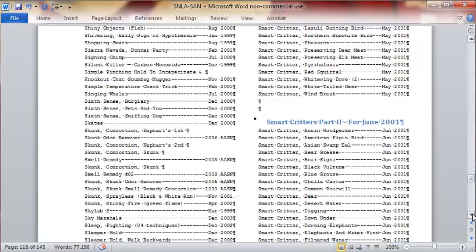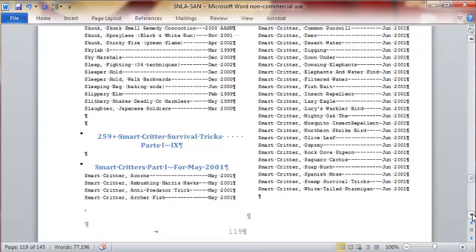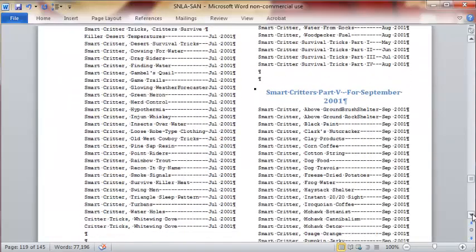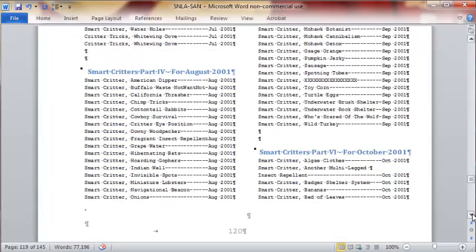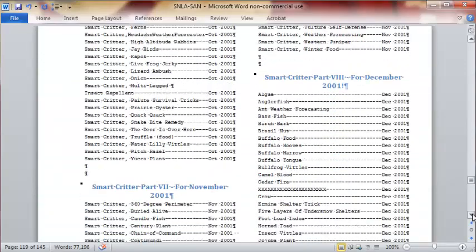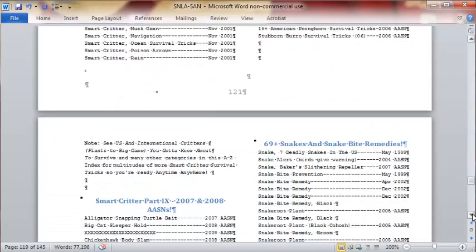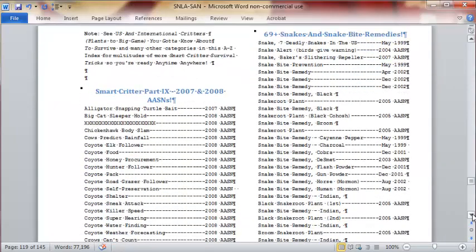Here comes the Smart Critter Survival Tricks, parts 1, 2, 3, 4, 5, 6, 7, 8 and 9. Okay, hundreds of them. Hundreds of Smart Critter Survival Tricks. You can always learn from these critters. I'm telling you. They are the real survivors too. There's part 9 right there.